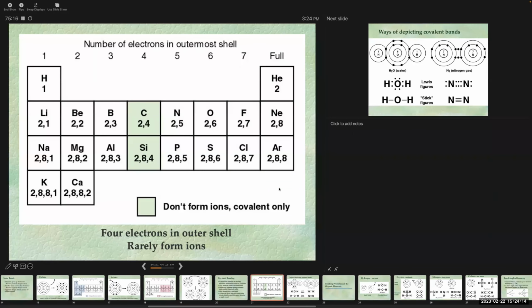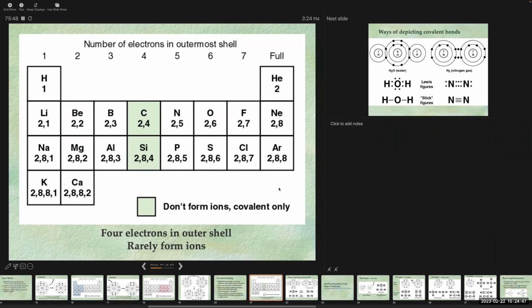So this is just showing that things right in the very center of the periodic table, like carbon, silicon, and then some of the other elements that fall below that, like germanium and some other things, have 4 electrons in their outermost shell. It's just as hard to steal 4 as it is to give away 4. It's just as hard to fill up that outer shell by stealing 4 as it would be to give away 4 and have the next shell full. So carbon and silicon pretty much never form ions.